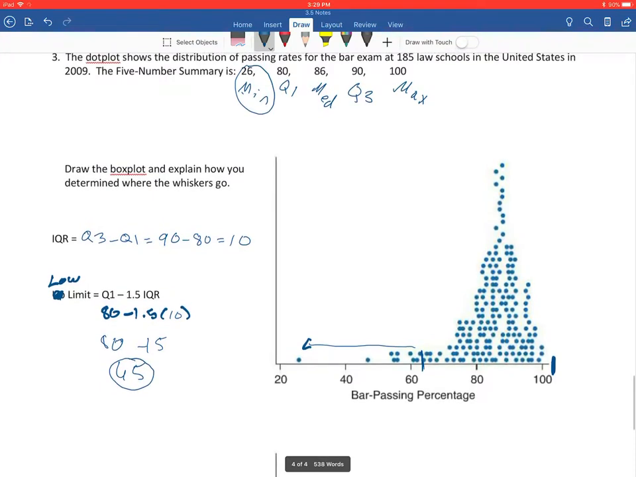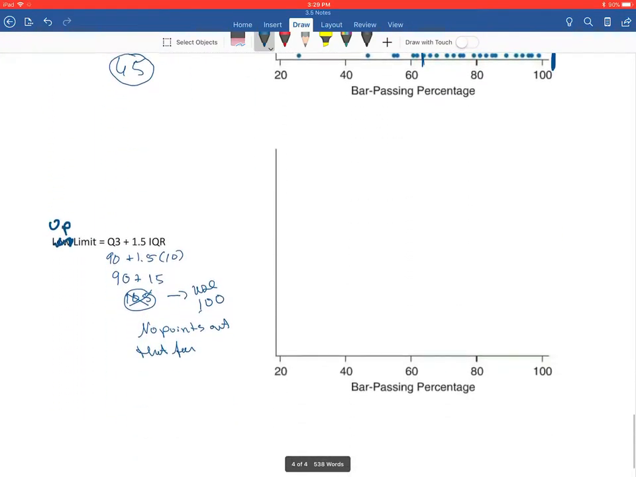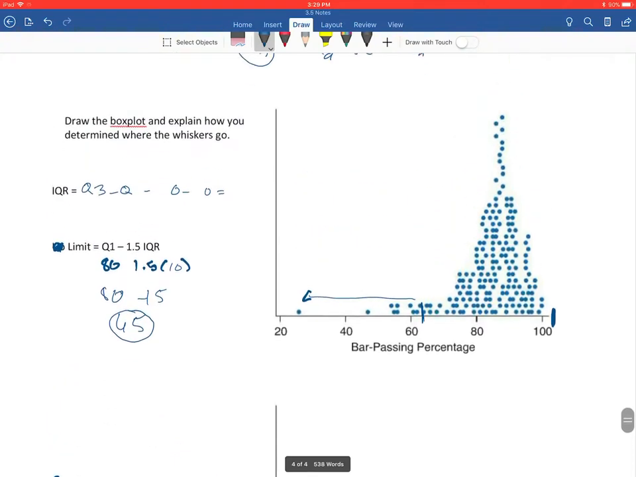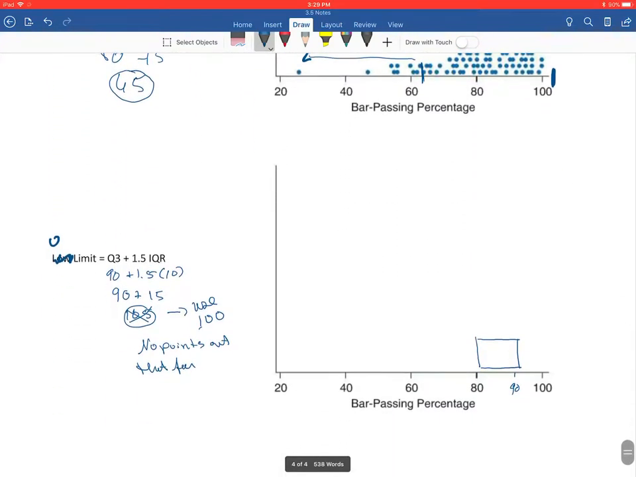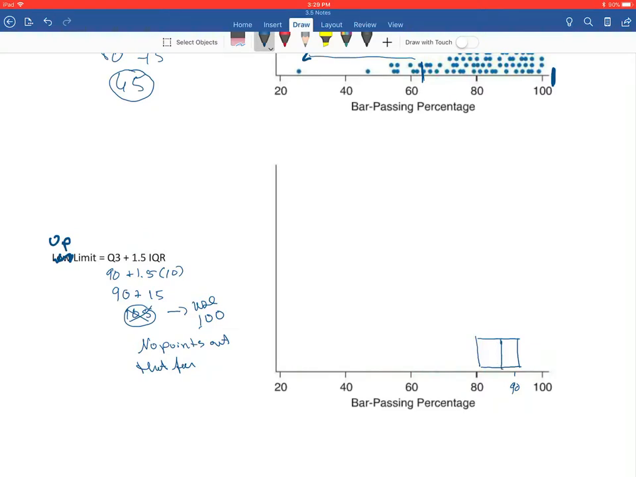So again, my box is what I'm going to start with. My box extends from Q1 to Q3. So my box goes from 80 to 90. So from here to here is the box. There's supposed to be a vertical line representing the median. The median is at 86, so a little off to the right, but not too far. Okay. And then I need to draw my whiskers out to those limits.